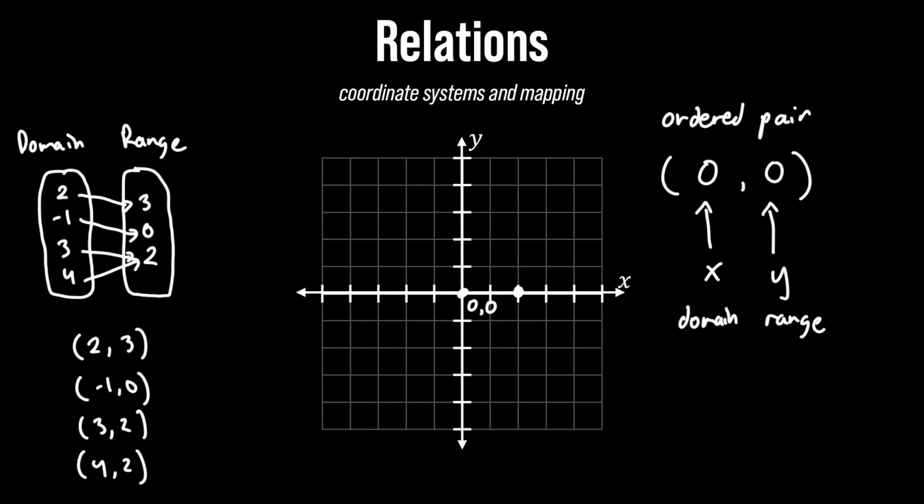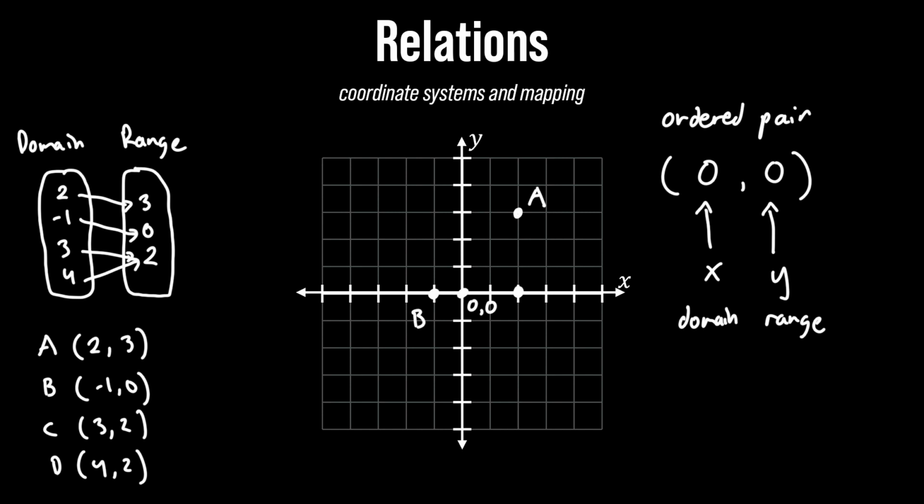So now let's plot this on our graph. And let's label them with characters so that we can differentiate them. So this would be A. B is -1, 0. Again, the first value is the x, so -1 would be 1 to the left, and 0 would be here. So this would be B.